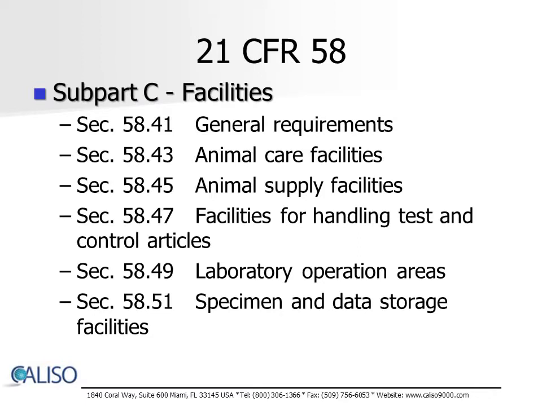Subpart C, Facilities. This section details the requirements for the various types of facilities that might facilitate a study and include general requirements, animal care facilities, animal supply facilities, facilities for handling test and control articles, laboratory operation areas, and specimen and data storage facilities.